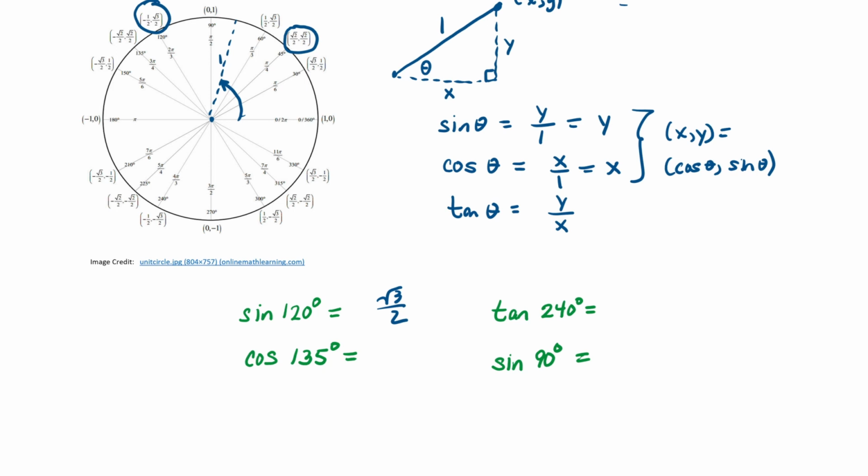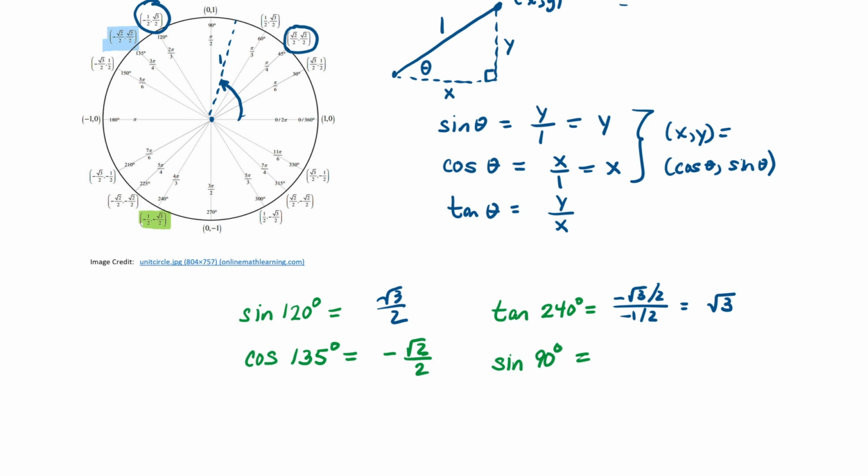Okay, so cosine of 135, the 135 degree angle terminates at negative root 2 over 2 comma root 2 over 2. Cosine is the x coordinate, so that means that cosine of 135 is negative square root of 2 divided by 2. Tangent of 240 terminates here at the point negative 1/2, negative square root 3 over 2. So we're going to have y over x, so negative square root 3 over 2 divided by negative 1 over 2 is, when we simplify it, the square root of 3.